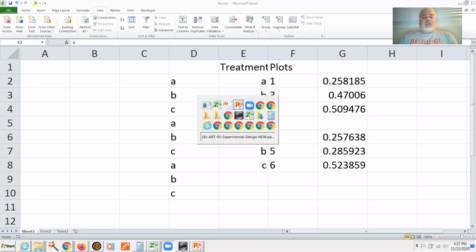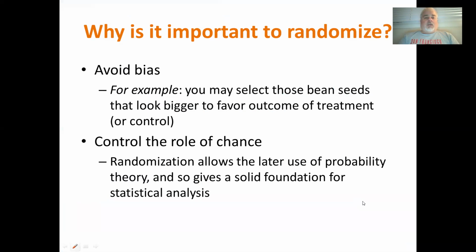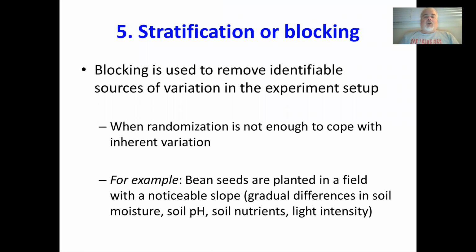So let's go back to the PowerPoint. And so we talked about why it's important to randomize. Now I want to get into blocking. You just saw me talking about blocking or randomizing within groups. Blocking is used to remove identifiable sources of variation in the experimental subject or setup.